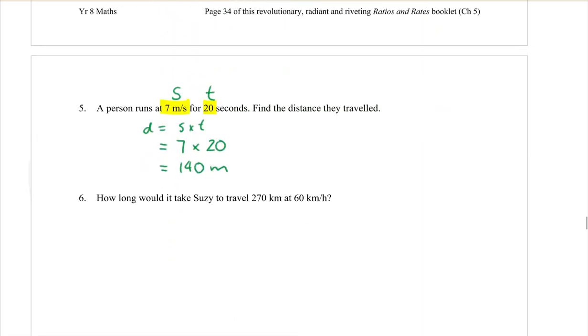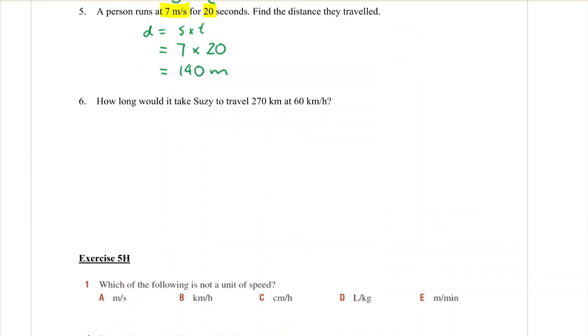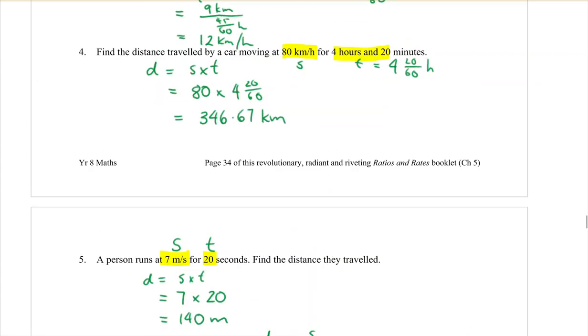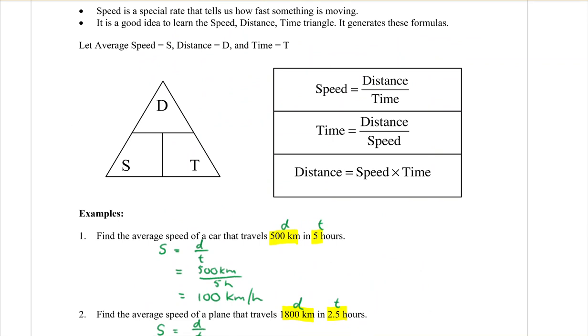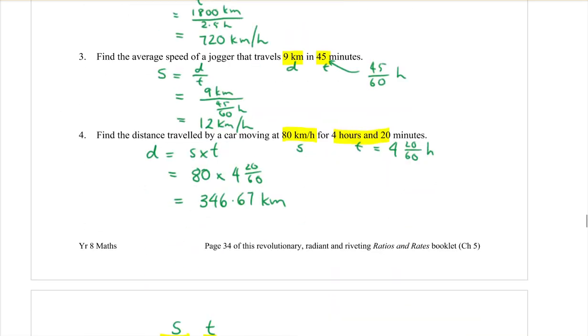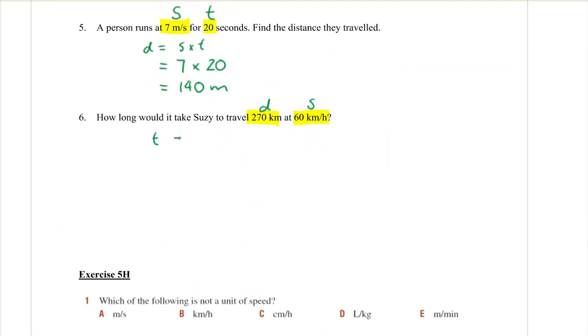Question 6. How long would it take Susie to travel 270 kilometres? Okay, that's a distance. At 60 kilometres per hour, that's a speed. When you're asked how long something takes, you're trying to work out a time. Okay, that's how long something takes. So we go back to our triangle, and I will now want to know what time is equal to. Cover the T up, and it's equal to distance over speed. So the formula, time equals distance divided by speed.